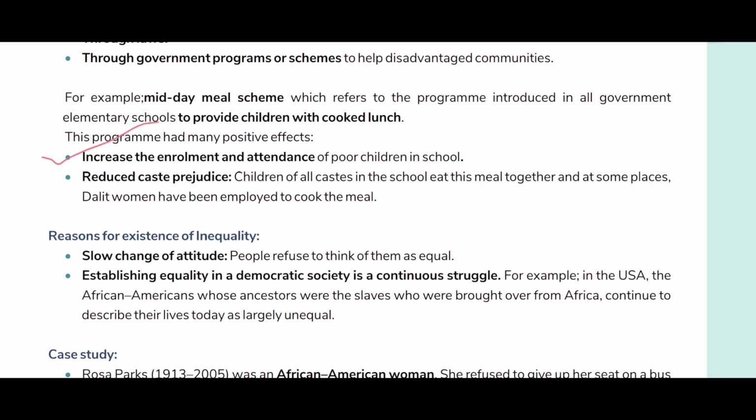First, it increased the enrollment and attendance of poor children in school. Second, it reduced caste prejudice. Children of all castes in school eat this meal together, and at some places, Dalit women have been employed to cook the meal.